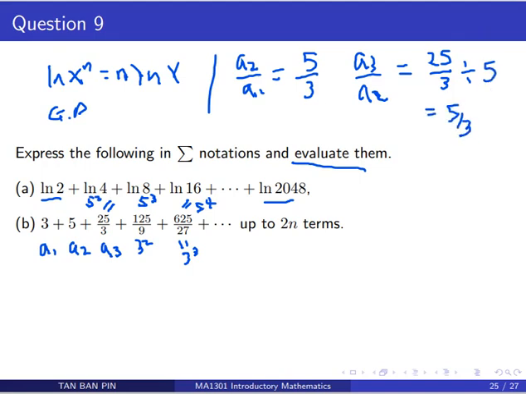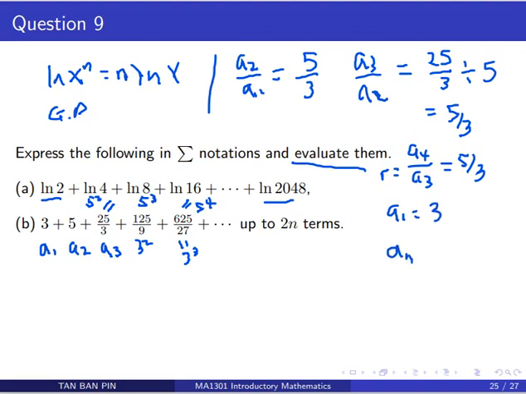You can do it for a few more terms, like a4 over a3 and so on. You realize that it's always 5 over 3. So this gives you a GP, r is 5 over 3. So this is a GP. First term is 3. Common ratio is 5 over 3.